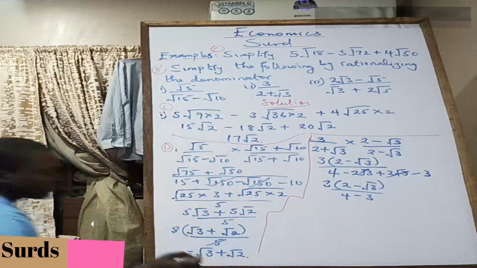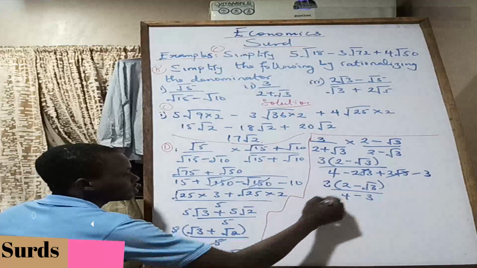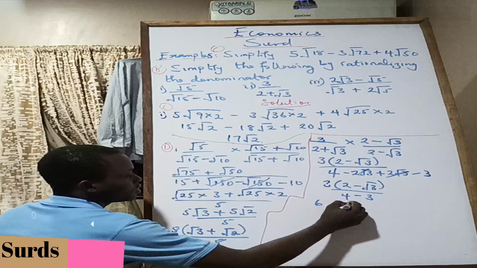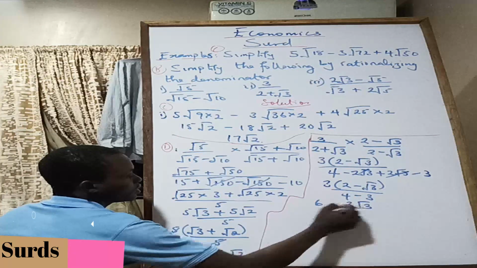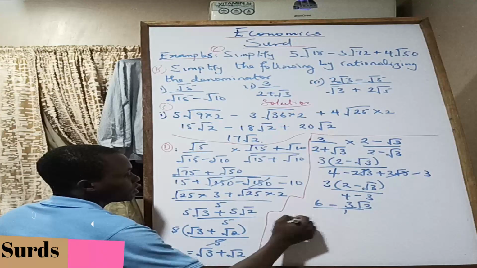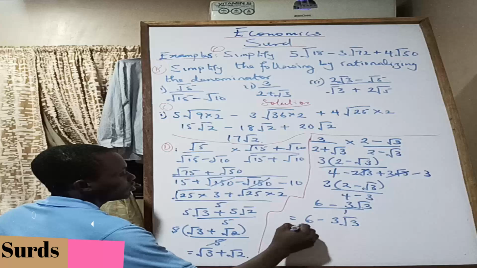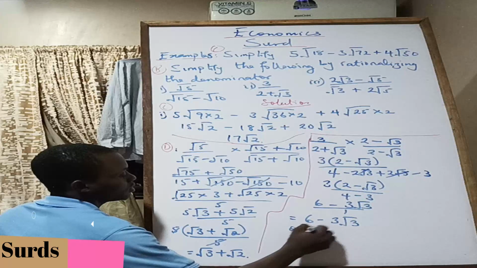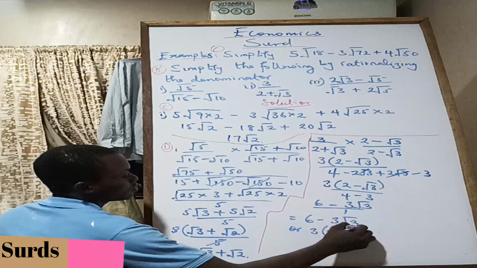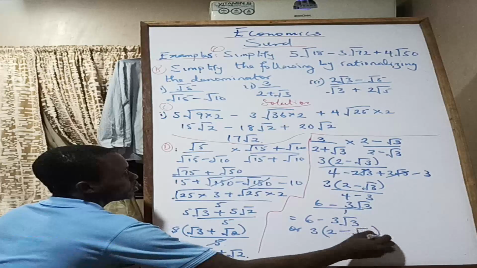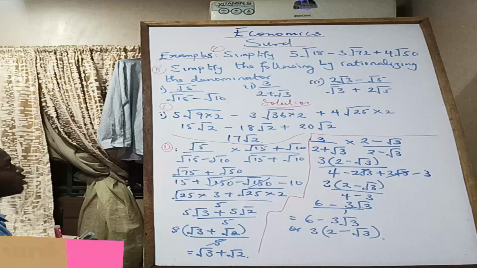Okay, so 6 minus 3 root 3 divided by 1, which is the same thing as 6 minus 3 root 3. So the final answer is 6 minus 3 root 3, or you could leave it as 3 into bracket 2 minus root 3. So anyhow, you can see how simple it is.